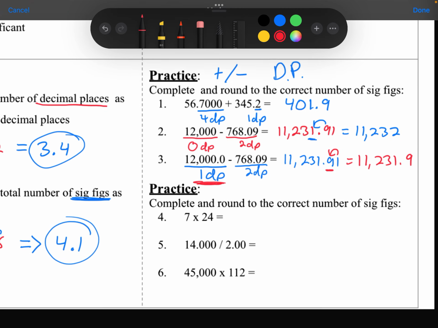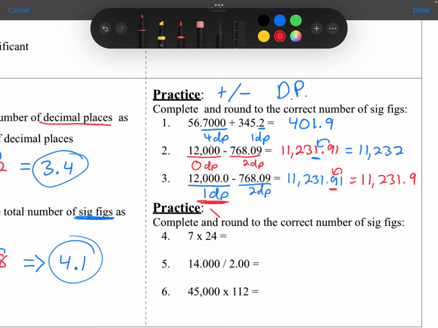All right, last set of problems, I'm going to be using my multiplication and division rule, which has to do with sig figs, not decimal places. This number has 1 significant figure. This number has 2 significant figures. So my answer should have 1 significant figure in it, which is going to feel very weird to round off to. If I plug 7 times 24 into my calculator, I get the number 168.